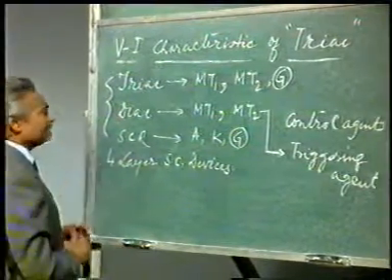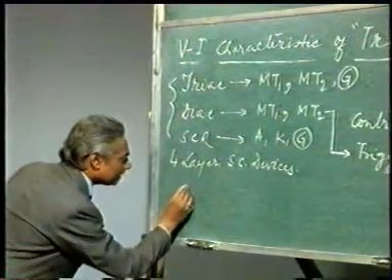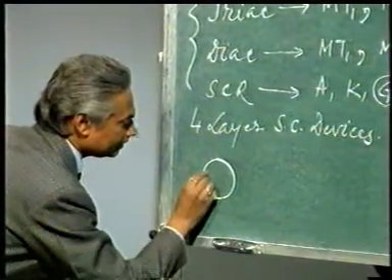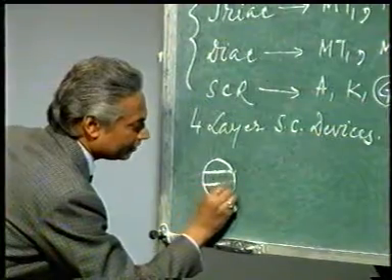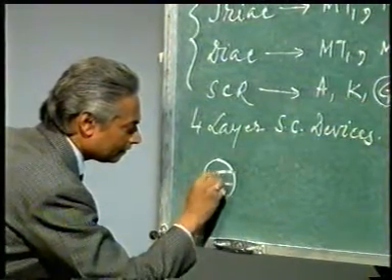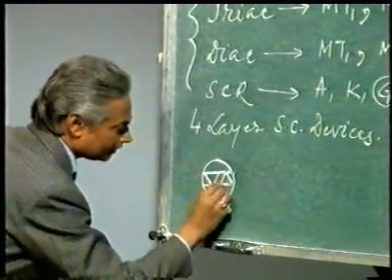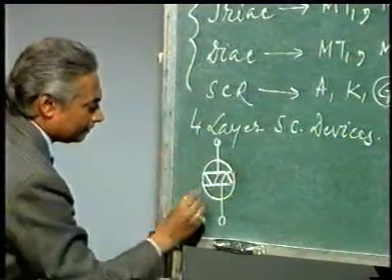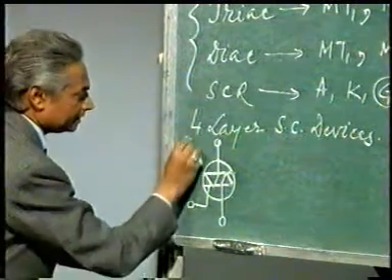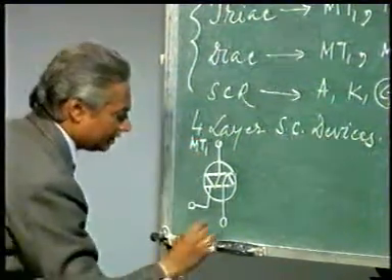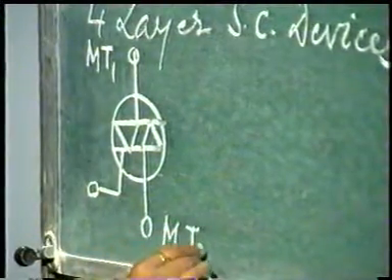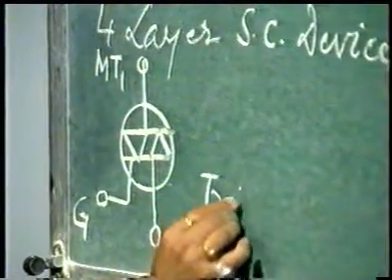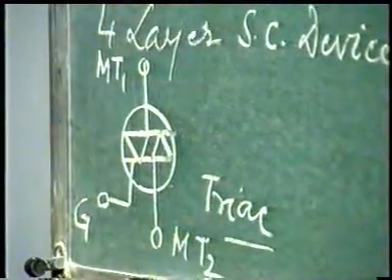Now if I draw the symbolic representations, the TRIAC will look like this, and you will find two arrows. The terminals are like this, and there is a third terminal here. This is main terminal 1, this is main terminal 2, and this is gate, because this is TRIAC.